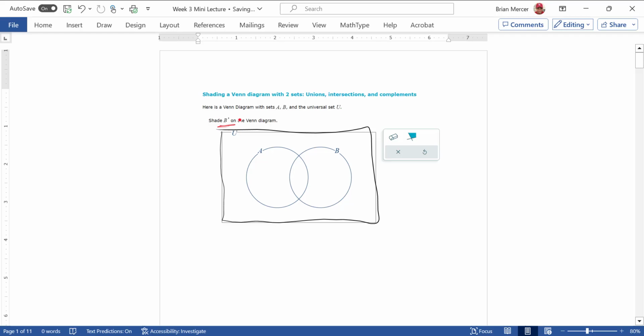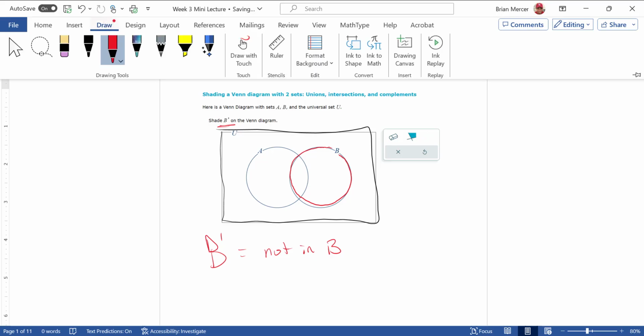So we have to understand what B prime means when you see B prime. That's talking about the set of elements that are not in set B. So we focus on set B, which is right here, and everything not inside set B. With the little shading tool, we look at shading everything outside that red circle.